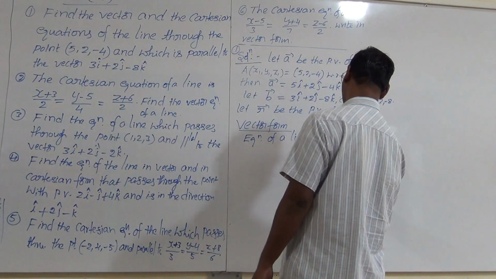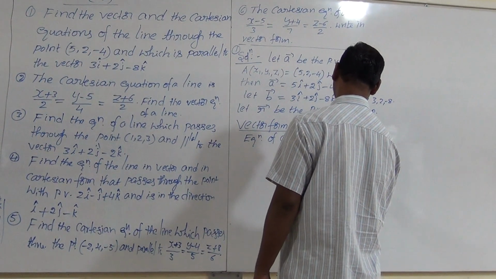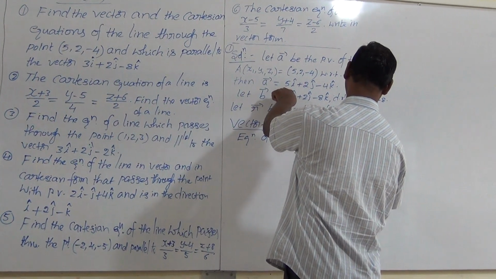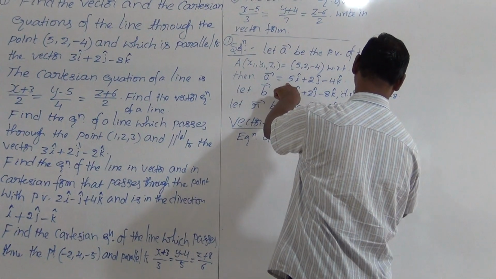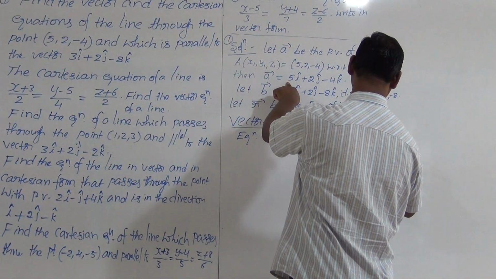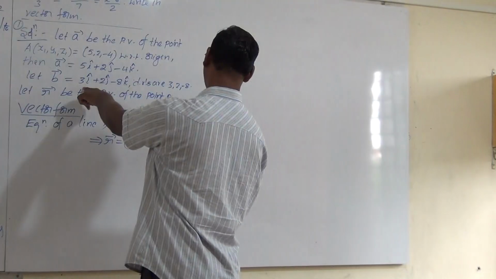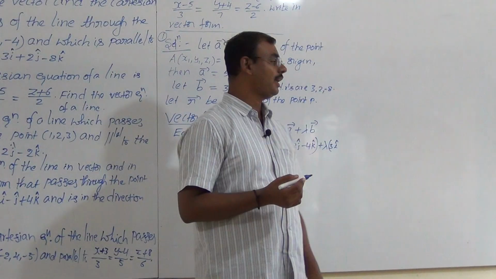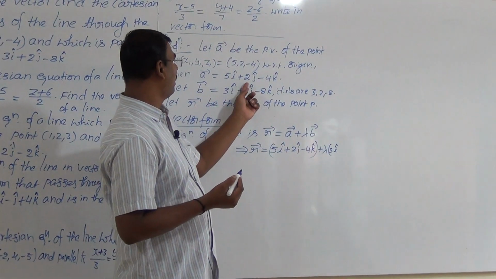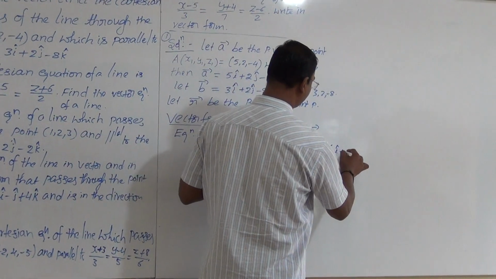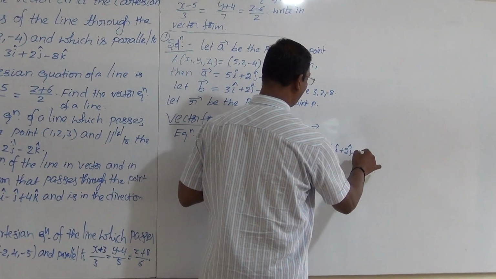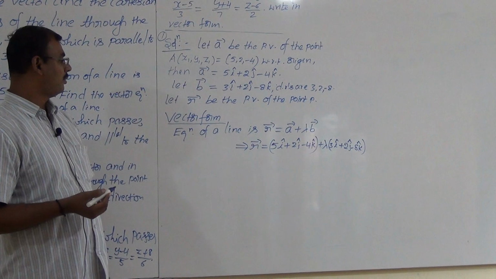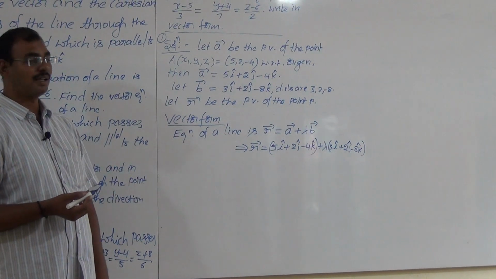Substitute, this implies R bar equals A bar, which is 5i cap plus 2j cap minus 4k cap, plus lambda times B vector, which is 3i cap plus 2j cap plus 2j cap minus 8k cap. So this is called the vector form of the equation of a line in 3D.